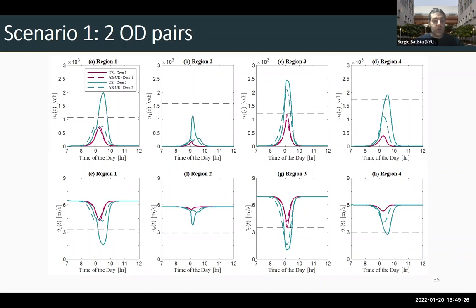We have clearly a peak that goes until more or less 2,000 vehicles for the user equilibrium without the modeling of activities. And when we include the calculation of the departure time choice equilibrium, the peak of congestion basically decreases. And this also shows why it is important to account for demand features and demand modeling on MFD.